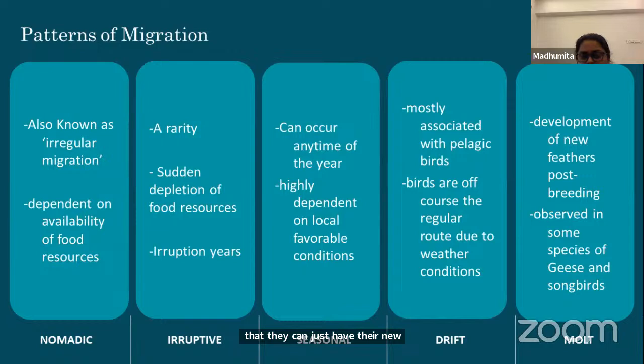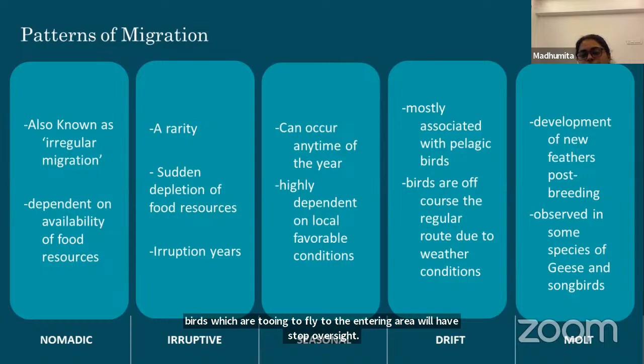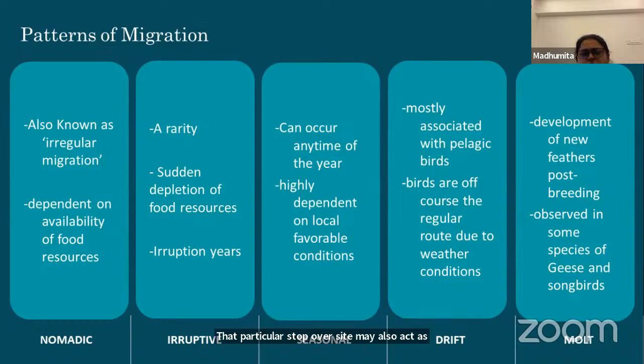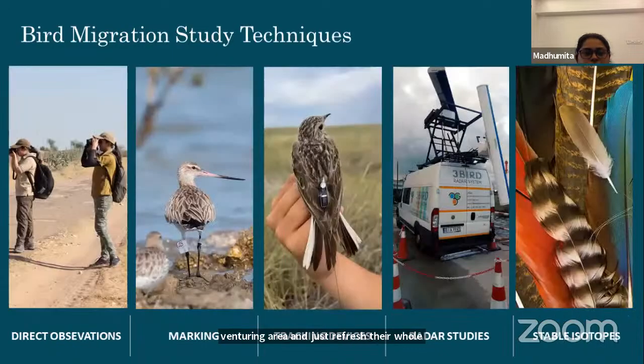This molt migration can happen in many stages. For example, some birds flying to the wintering area will have a stopover site. That stopover site may also act as a molting site, so they will develop maybe two or three fresh feathers, and then fly again to another stopover site. Or they may come to the wintering area and just refresh all their feathers.